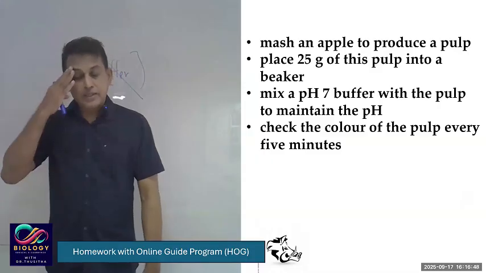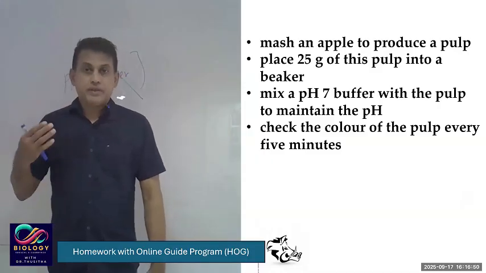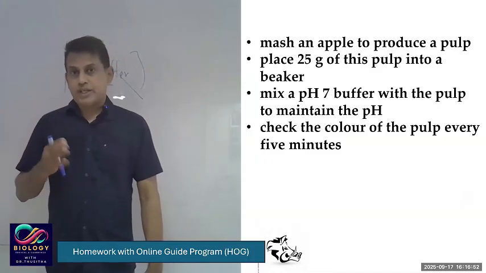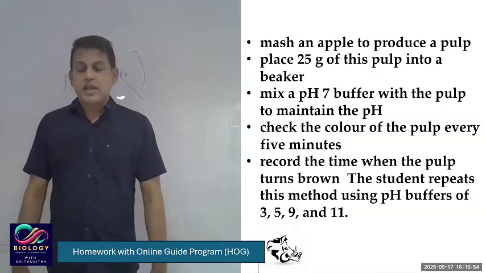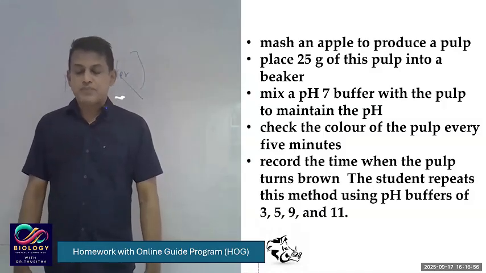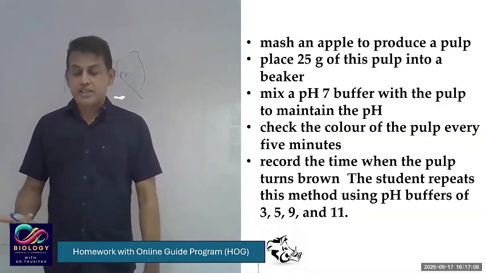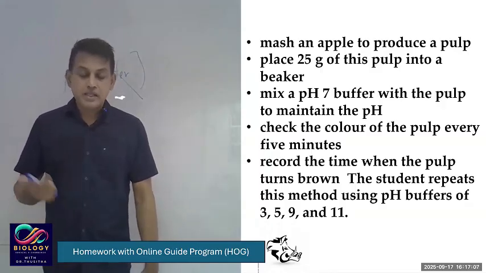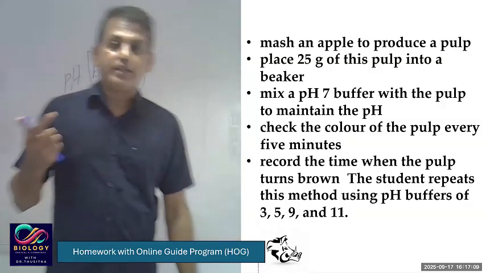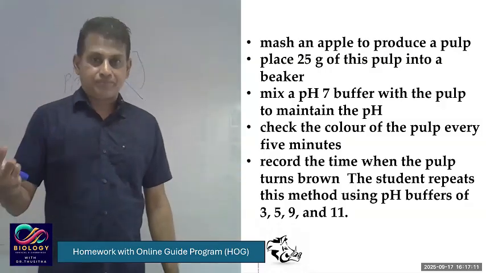After adding the pulp and the pH buffer, the student checks the color every 5 minutes. Record the time when the pulp turns brown. So the student records the time when it becomes brown. And the student repeats this experiment for different pH: 3, 5, 9 and 11. pH 3, 5, 9 and pH 11.